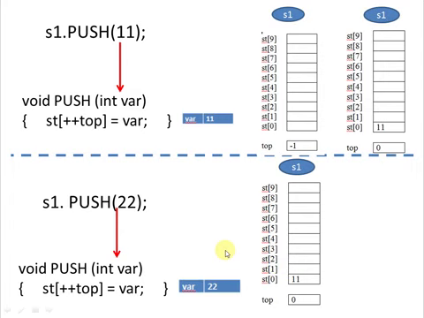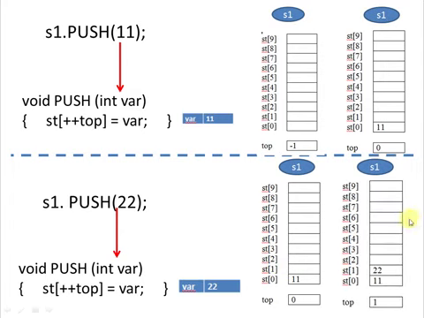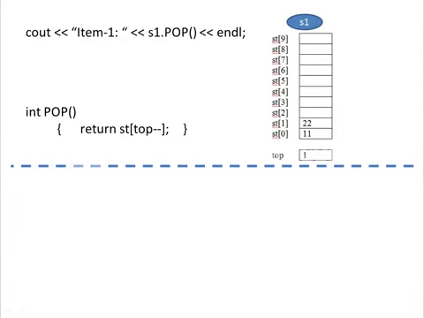We see in the next section of this object: top has become 1, st of 1 is this location, and at this location we have stored the value 22. Now if we want to remove a value from the stack object, the value stored at the top location is 22, it will be removed first, and then the second value 11 will be removed. So we operate the pop operation.